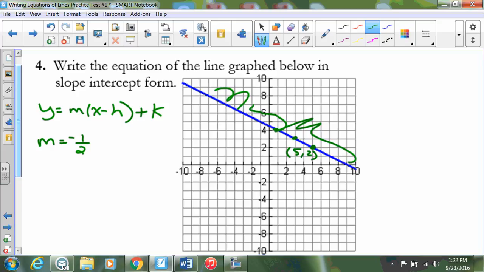Remember that when you name a point, you're doing the x first and the y second. It's the opposite of finding a slope. Slope is rise over run, so we always look at the y's first, then the x's. But for a point, we look for how far we go on the x-axis and how far on the y-axis. So 5, 2 is the point I'm going to use. I'm going to go ahead and plug it all in.